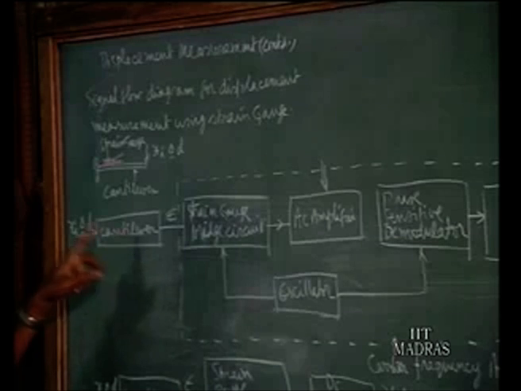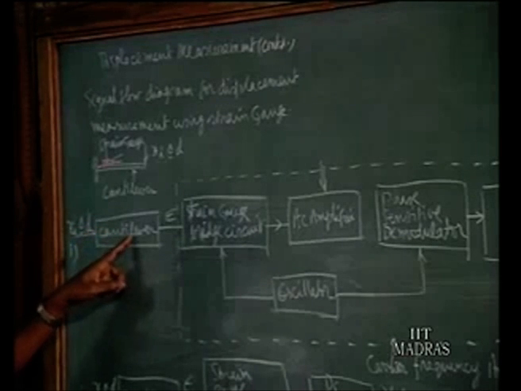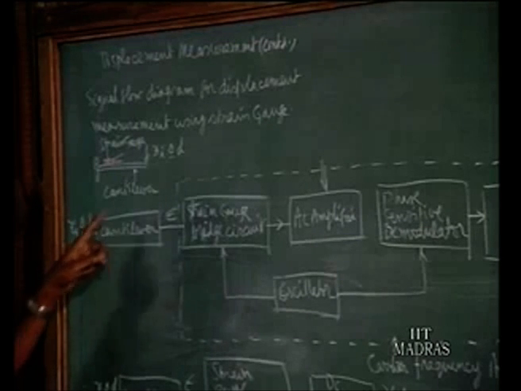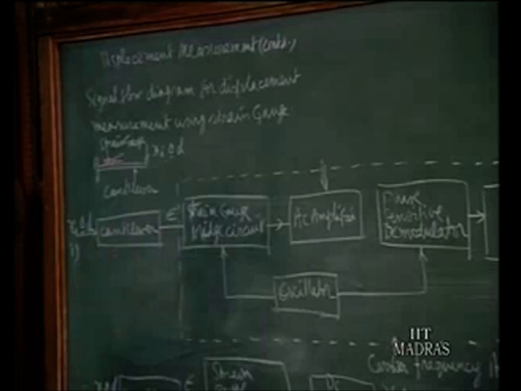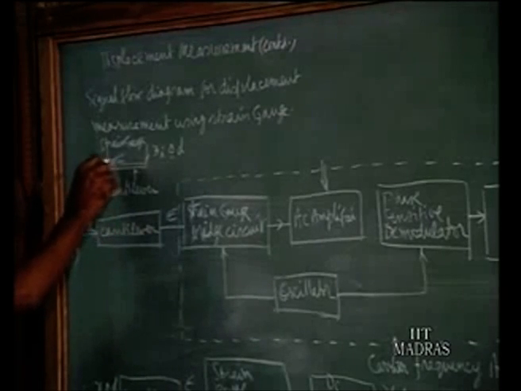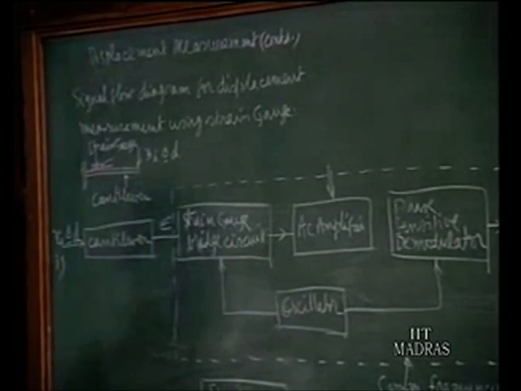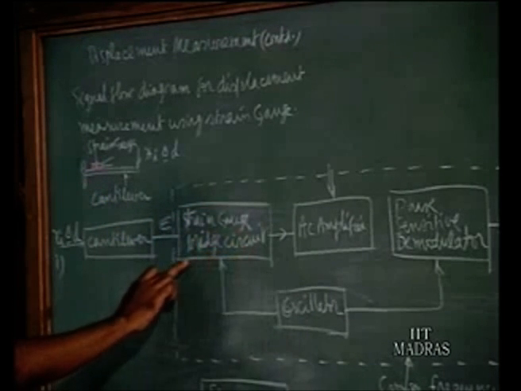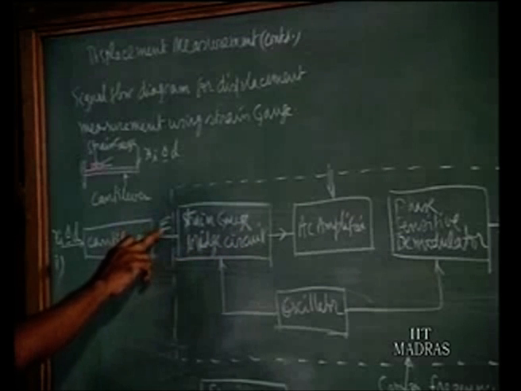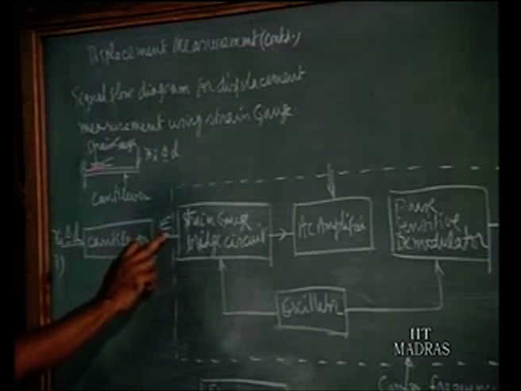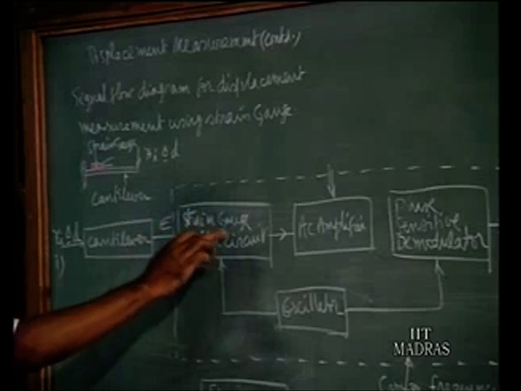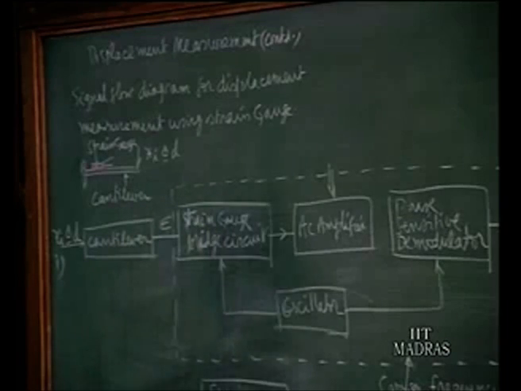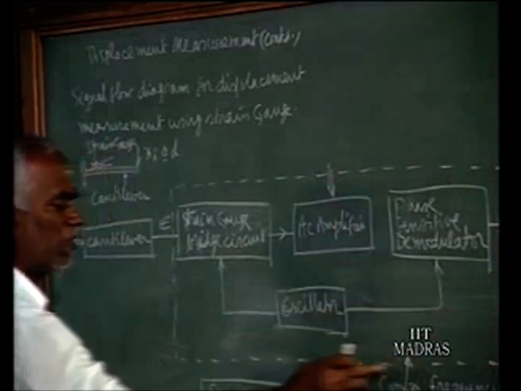This is a signal flow diagram where the cantilever is shown here, first transducing the displacement d into strain epsilon. Then the strain is picked up by the strain gauge as a resistance change, which will form one of the arms of a strain gauge bridge circuit. So displacement is converted into strain, and this strain is converted into a resistance change which forms part of a bridge network. The whole thing is our carrier frequency amplifier.